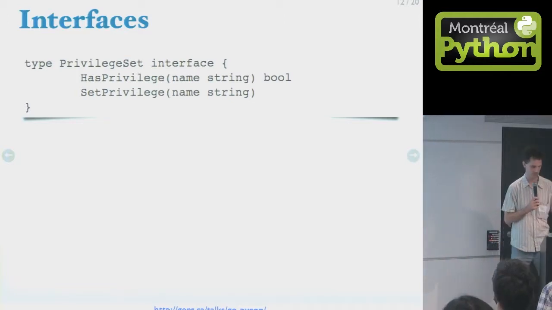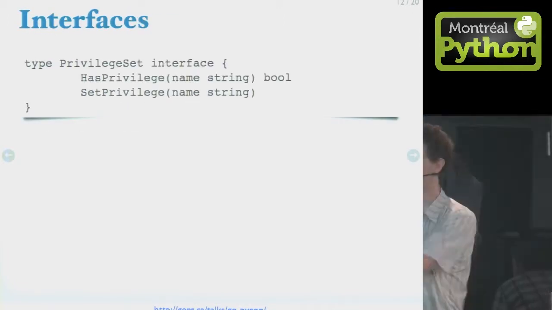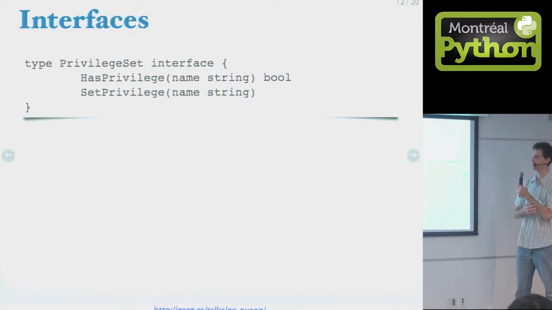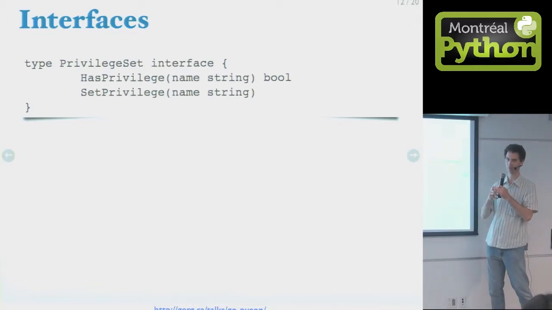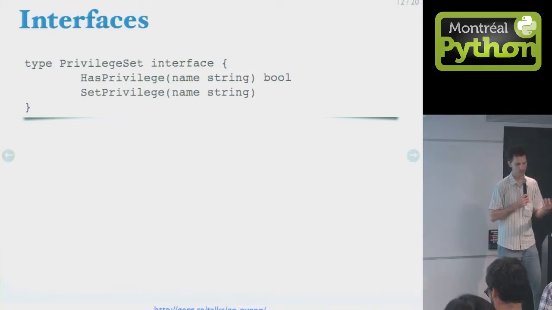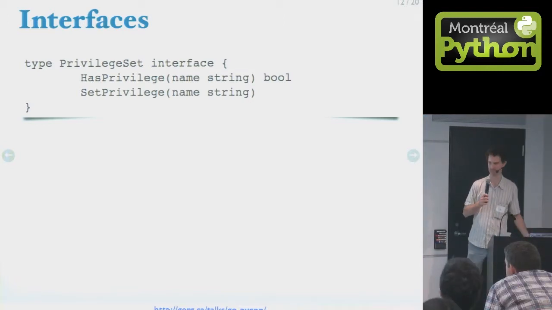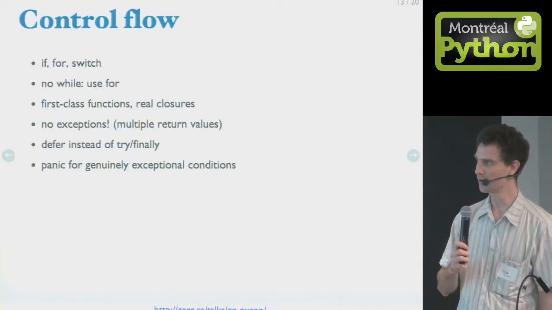So, okay, how is this different from Java? Oh, I guess I don't have another slide on that. The way that it's different from Java is that you don't ever declare I implement privilege set. You just have these two methods and boom, you're a privilege set, like magic. And that's the same idea as abstract base classes in recent versions of Python, which is pretty cool.